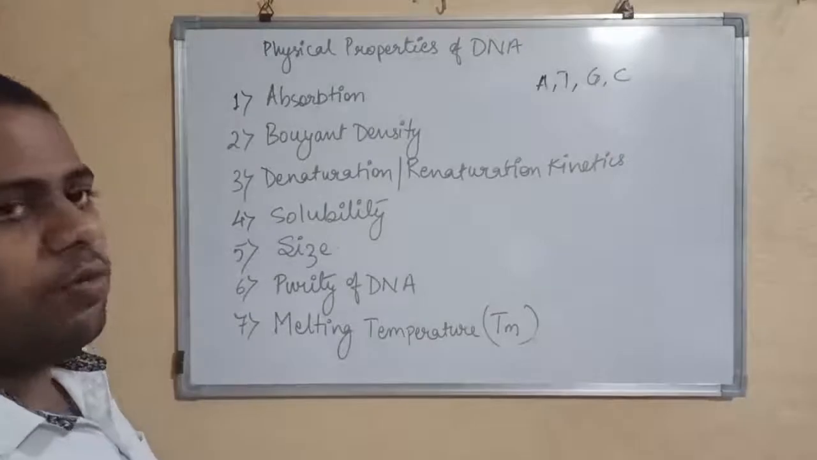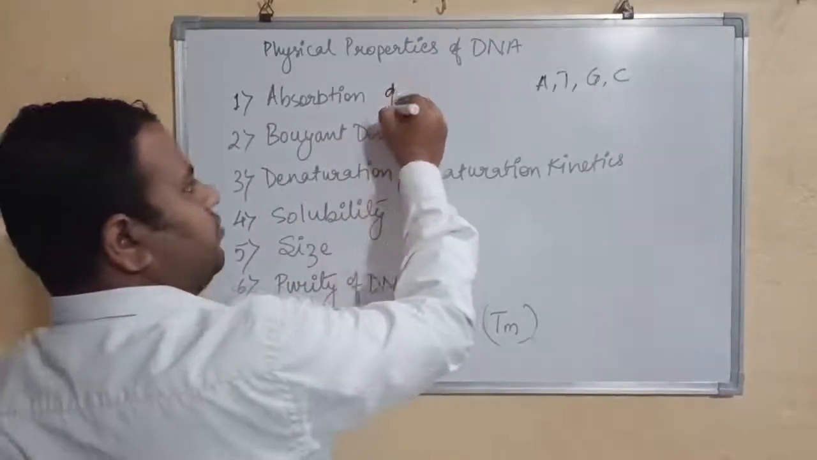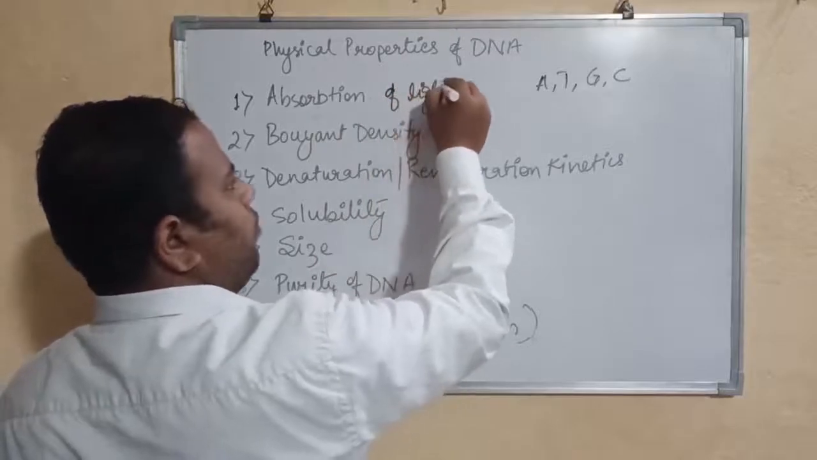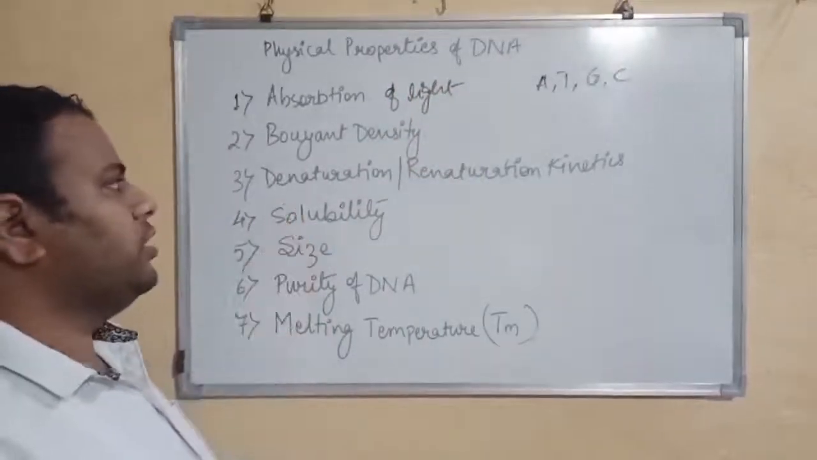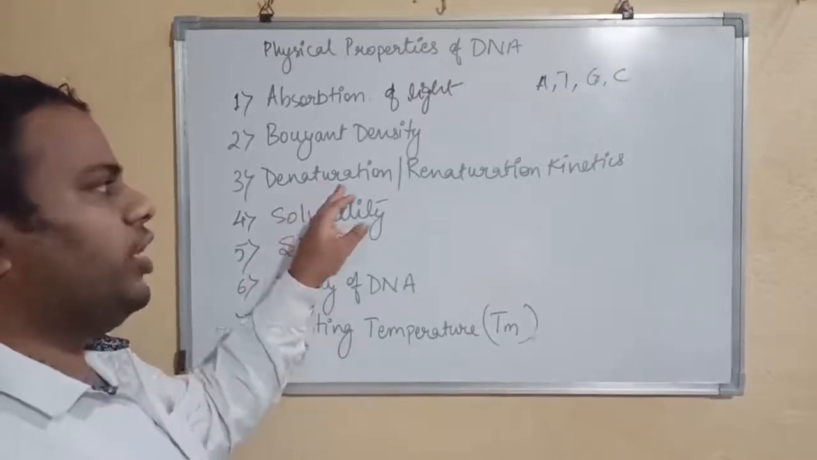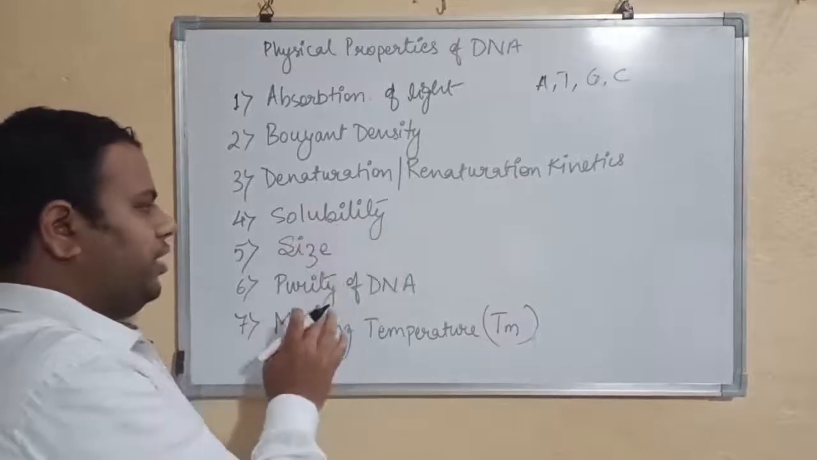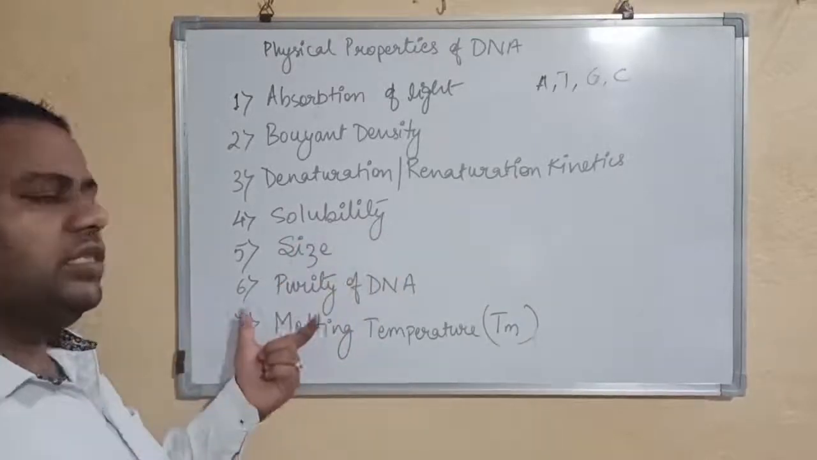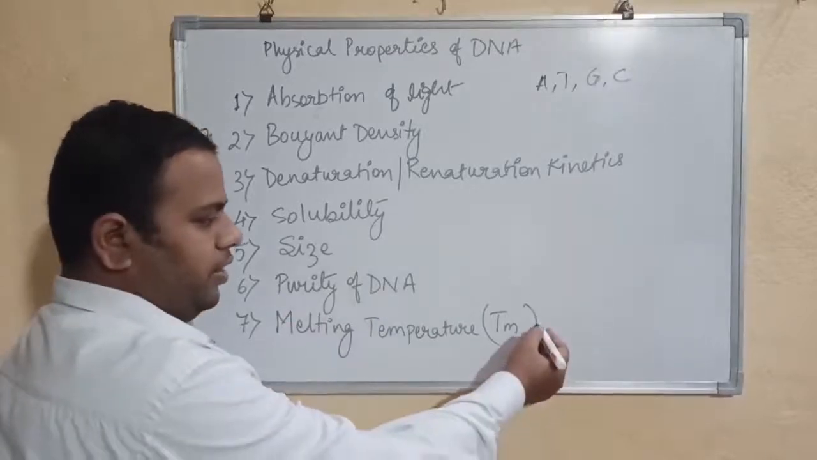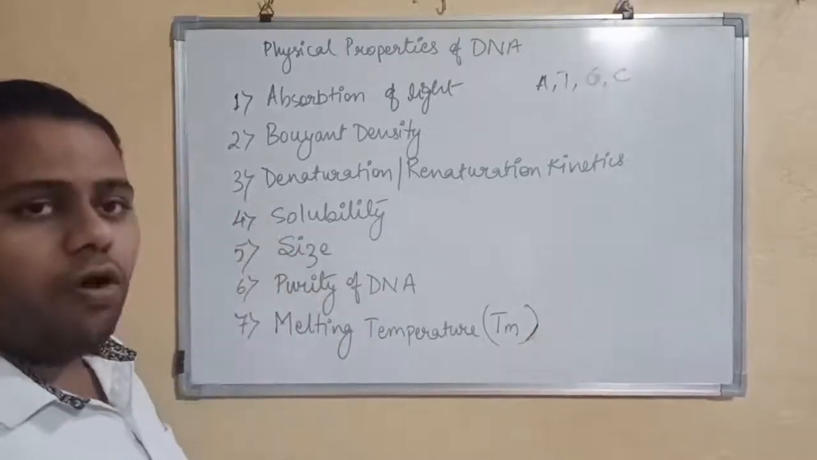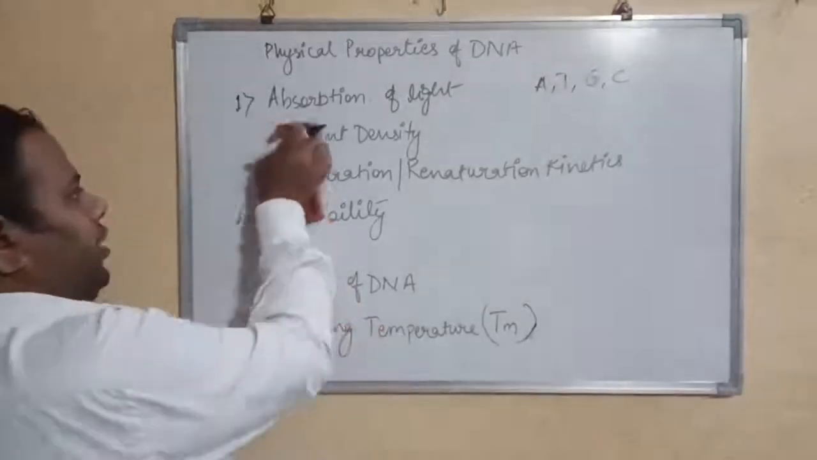The first physical property is absorption of light. The second physical property is buoyant density. The third physical property is denaturation and renaturation kinetics. Then fourth is solubility, fifth is size, sixth is purity of DNA, and then melting temperature denoted by Tm. So we are going to see all these properties one by one. So let's begin with the absorption of light.